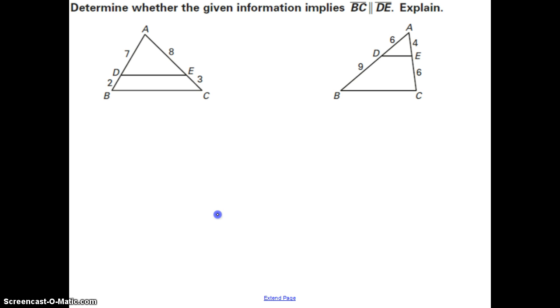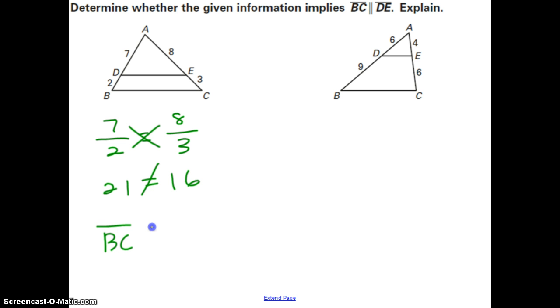In this set of examples, we need to determine whether the given information implies that BC is parallel to DE. So if we're trying to decide if DE is parallel to BC, we need to see if the converse of the side splitter theorem is true. So if 7 over 2 is proportional to 8 over 3, then those two lines will be parallel. So we can cross multiply. 7 times 3 is 21. 8 times 2 is 16. Because these two numbers are not equal, we can say that BC is not parallel to DE.